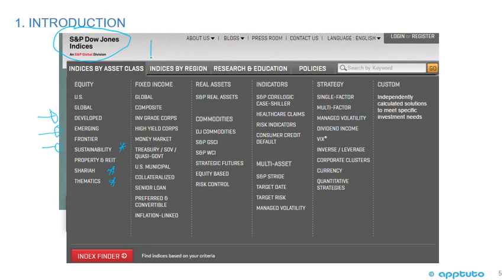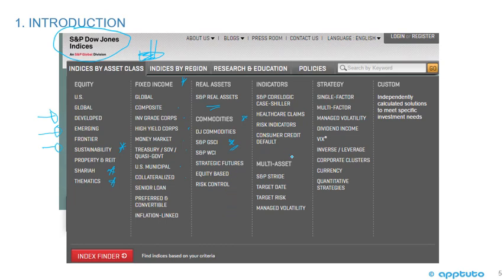Then I like this slide because for MSCI I only showed the equities, but here for S&P you can see that also there's indices for fixed income. There'll be an LOS later on that. And, broken up into composite or investment grade corporates, high yield corporates, money markets, some treasuries, U.S. municipals, collateralized. So many different categories here for fixed income. Now, real assets. So you've got indices for real assets, commodities. The S&P GSCI is a very popular one for commodities.